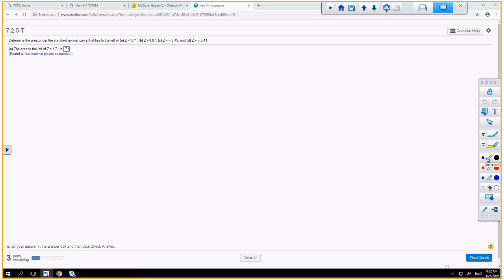I didn't check CD mode typing in. I need to check that. A is 1.71. B is 0.87. C is negative 0.49. And D is negative 0.41. And it says to the left of all these.